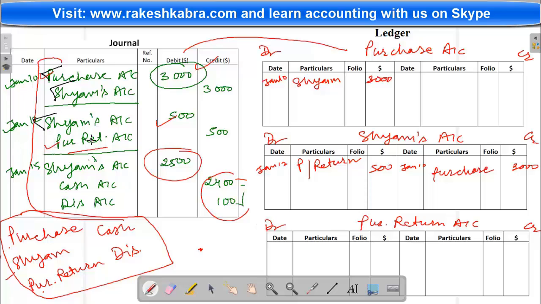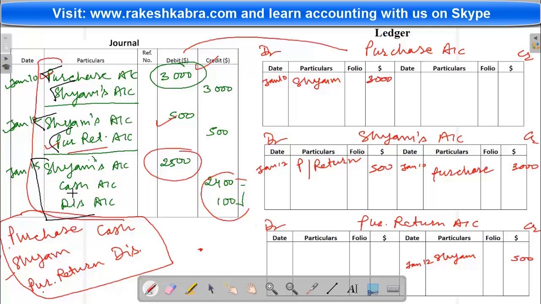Now I have to make posting in the purchase return account. So tell me, is purchase return debited or credited? Credited. So in the purchase return account on the credit side, first write down the amount, then put the date, January 12, and then write down the name of the opposite account, and the name of the opposite account is Shyam's account. Getting my point? So posting done. Now I have to make posting of the third entry.